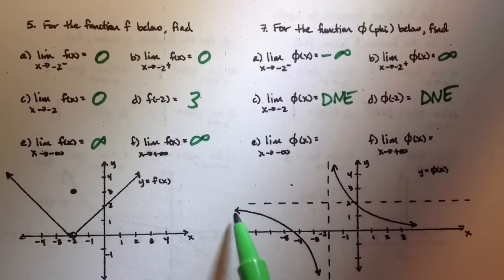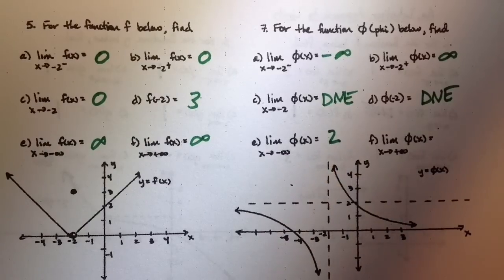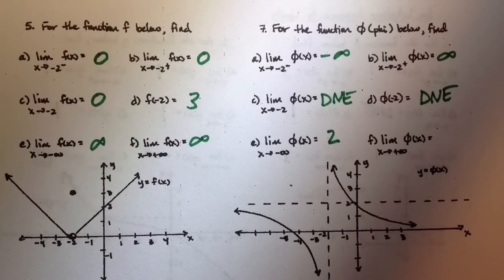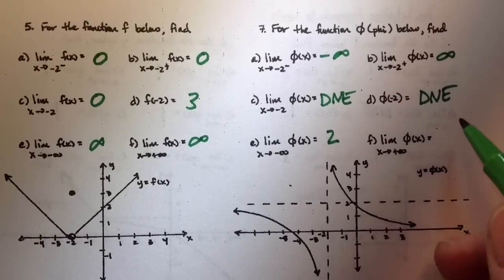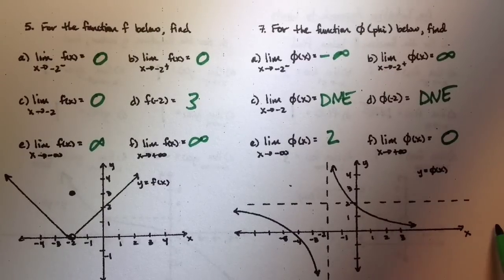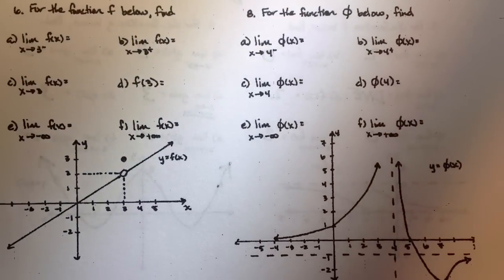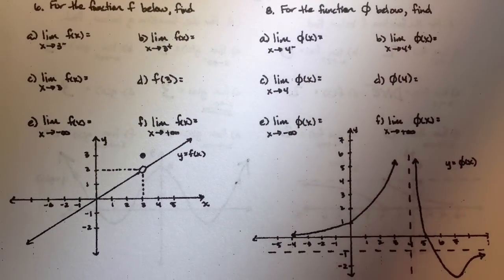As x approaches negative infinity, we can see that we have a horizontal asymptote at y equals 2, so the y values are approaching 2. It also looks like this graph has a horizontal asymptote at y equals 0, so the x-axis. So therefore the y values, as x gets more and more positive, are approaching 0. So we have a limit of 0. Okay? And then 6 and 8. All right.